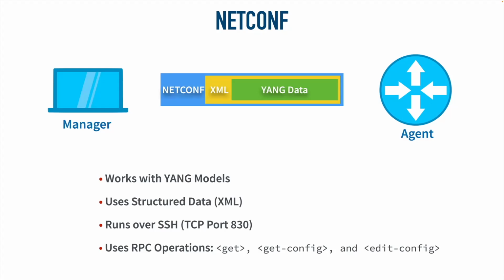And typically, it's not going to be using the normal Secure Shell port. It's going to be using port 830. And the instructions are not going to be using HTTP verbs like RESTCONF uses. Instead, it's going to be using RPC operations, remote procedure call operations, such as get-config or edit-config. Now let's go out to a CSR 1000V and take a look at NETCONF in action.